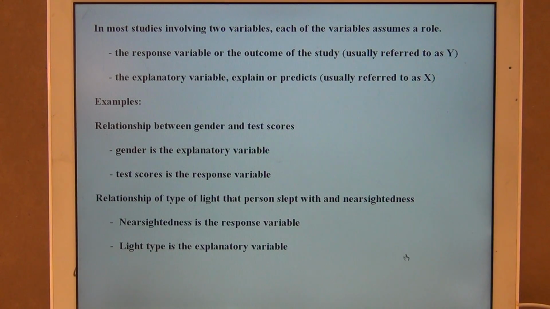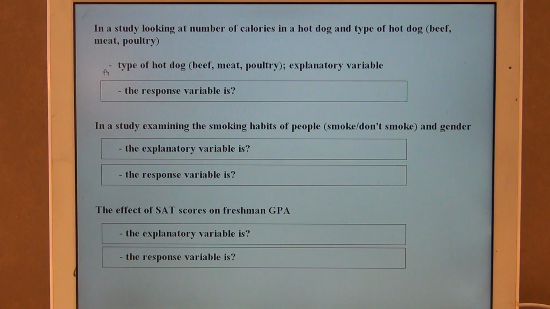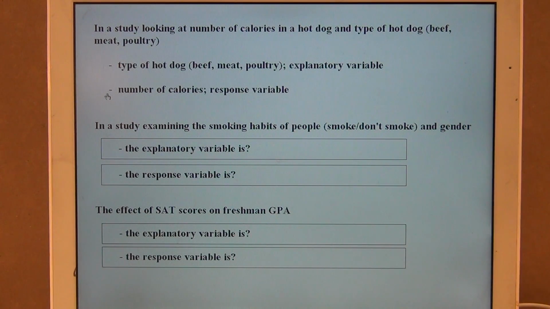Well, let's take up some practice looking at these response and explanatory variables. In a study looking at the number of calories in a hot dog and the type of hot dog, beef, meat, or poultry, what is the explanatory variable and what's the response variable? I'll give you a minute to contemplate that. Okay. Well, the explanatory variable is the type of hot dog, beef, meat, or poultry. And the response variable here would be the number of calories in the hot dog.